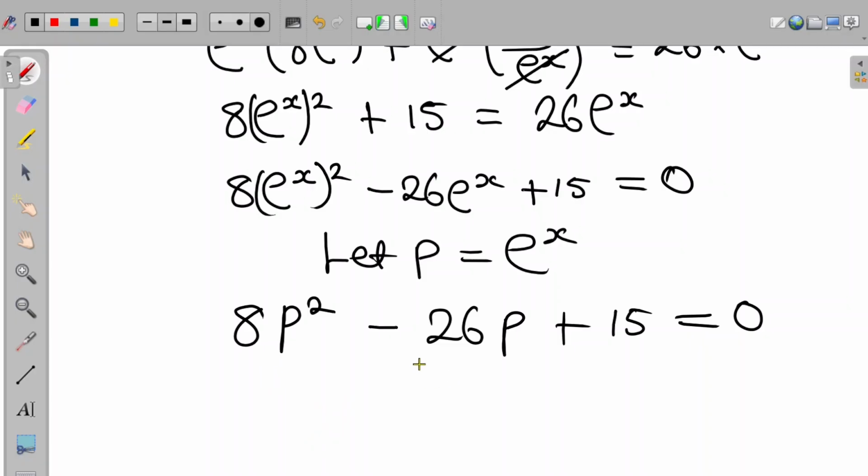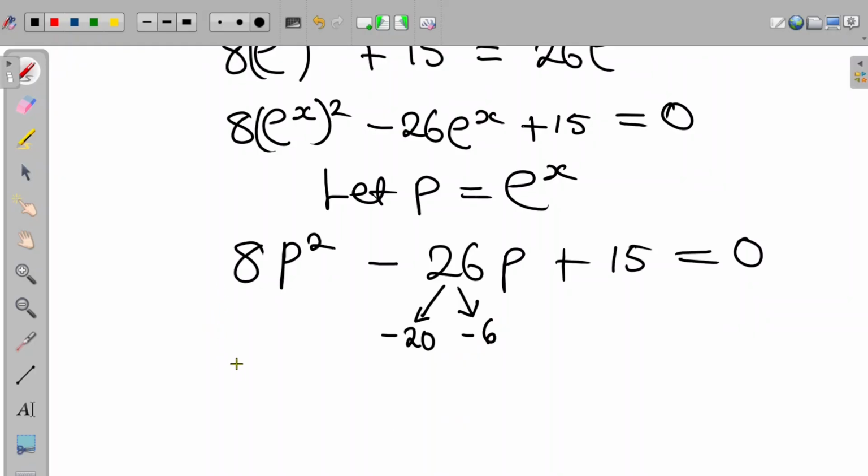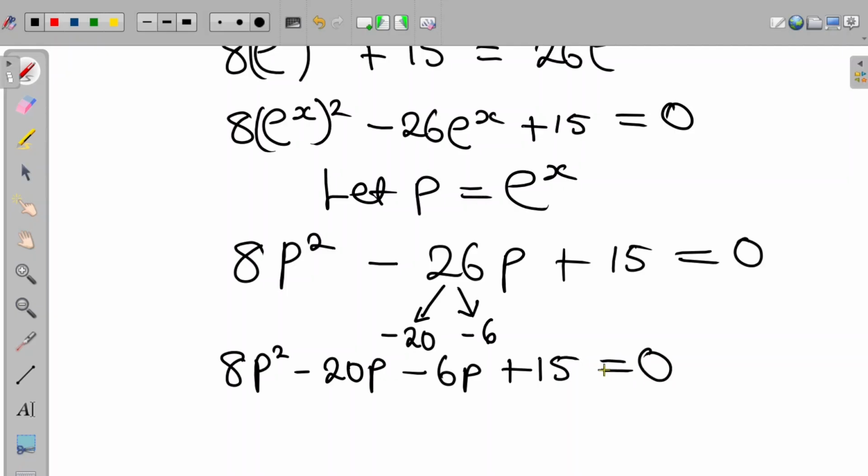So to obtain the zeros of p, or the values of p, we have to look for two factors whose sum is equal to negative 26 and whose product is equal to positive 120. The two integers are minus 20 and minus 6. Thus, the equation can now be expressed as 8p squared minus 20p minus 6p plus 15 equal to 0.